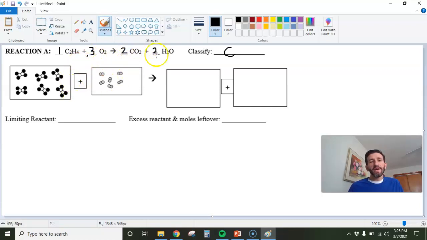So we got to figure out here how many CO2s and how many waters I can make. So I look at my ratio in the equation. I see that for every one of these, I use 3 of these, and I make 2 and 2. So I'm going to use up 1 of these and 3 of these. Okay, and I'm going to make 2 CO2s.